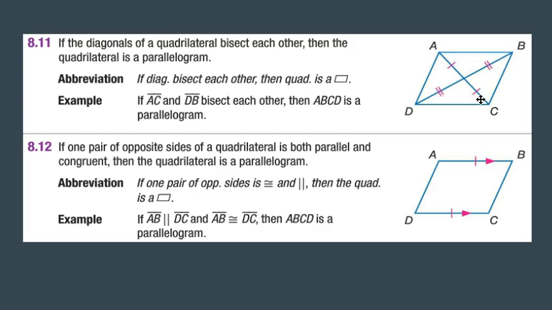If one pair of opposite sides of a quadrilateral is both parallel and congruent, then the quadrilateral is a parallelogram. So we know this side and this side are the same, and we also know that they are parallel. Because of that, they are a parallelogram.